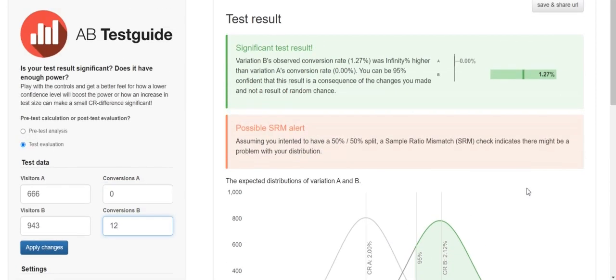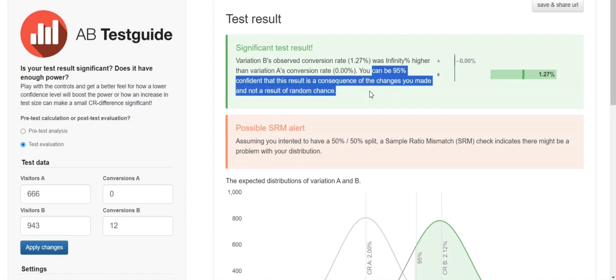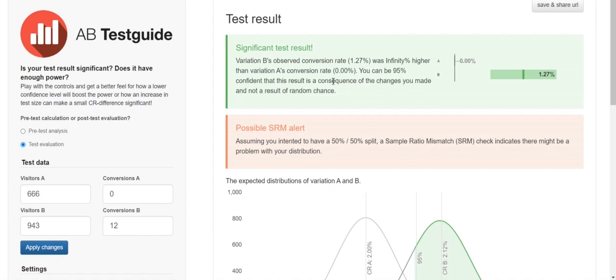All right, so a lot of things here. First of all, this is showing that this is a significant test result, and that's because of all that it is considering: the number of visitors here. You will see that the conversion rate was far higher, and there's a 95% confidence that this result is a consequence of the changes that you have made. The change, obviously, is that we also tried Performance Max.